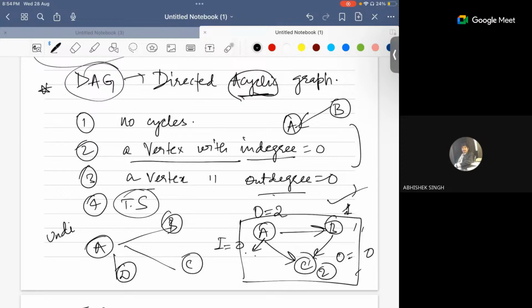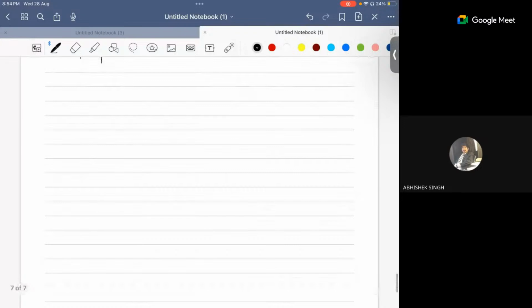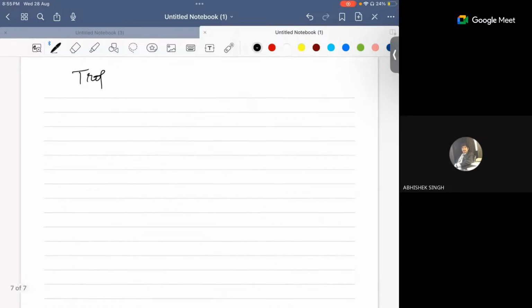If it's not a DAG... The next part is topological sorting. I hope this is clear till now. The next part, we are dealing with the topological sorting. For any graph, we can be asked to write the topological sequence. Maybe you will not be asked directly, you can be given options, and from there you'll be asked to choose. Okay.